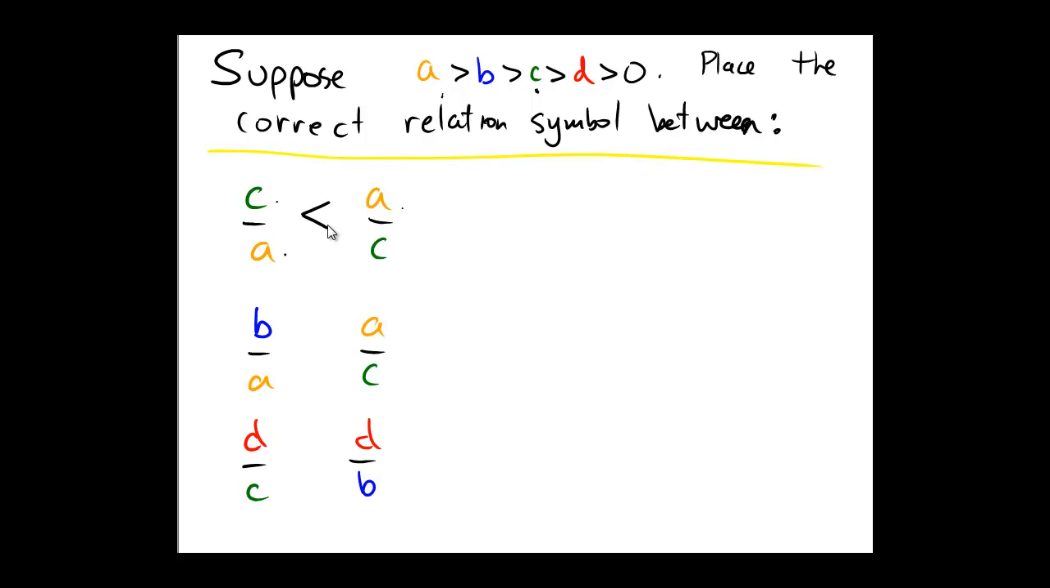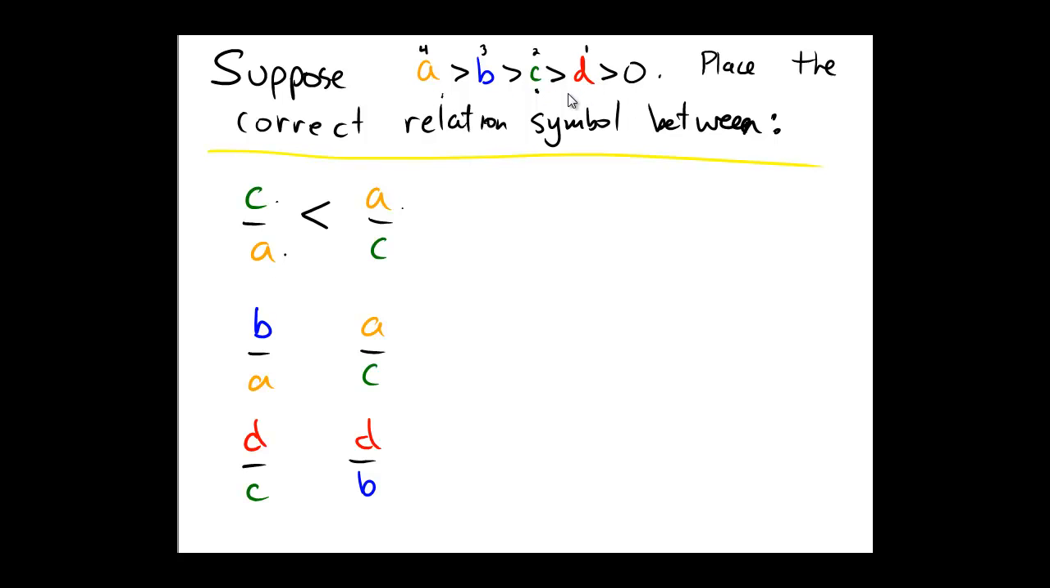Now, you should try to do those other two on your own using comparison to 1. But for those who are preparing for, for example, standardized tests, this is a beautiful problem for just plugging in some numbers and seeing how it works. So this is a particular case. This doesn't prove anything, but it does allow us to see intuitively what's going on with the numbers. So I'm going to make A 4, B 3, C 2, and D 1.